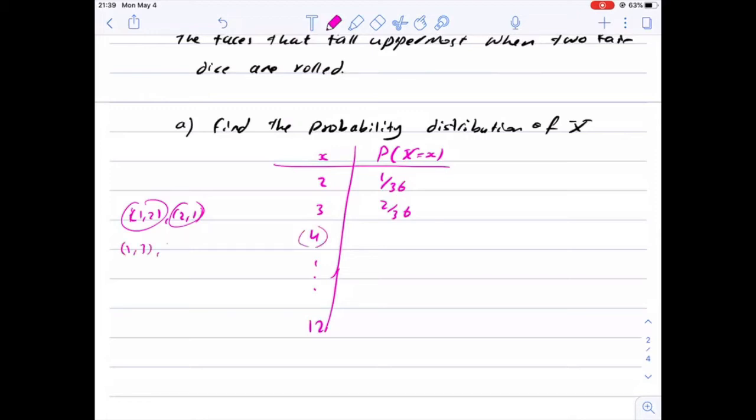Now the sum is 4: 1,3; 3,1; 2,2. So we have 3 outcomes out of 36. It's out of 36 because the first die has 6 faces, and the second one also has 6 faces. So 6 times 6 is 36. That's the number of outcomes of the sample space, so we divide by that number.